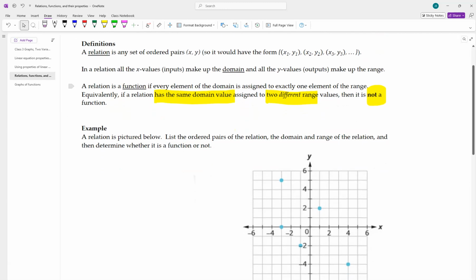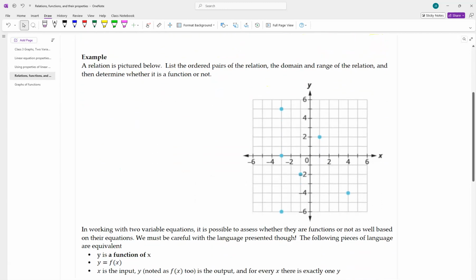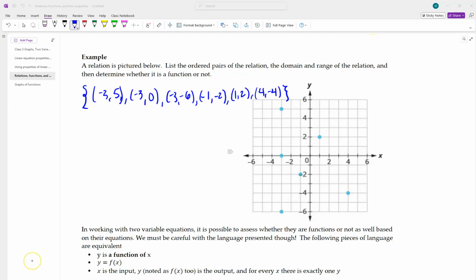So for instance, when we look at this graph below, you might know other ways to determine if it is a function or not, but what we can do is, first it says, list the ordered pairs of the relation. We can do that, and so I did that. I would enclose that collection of ordered pairs in curly braces, and that's what I would have for my relation.